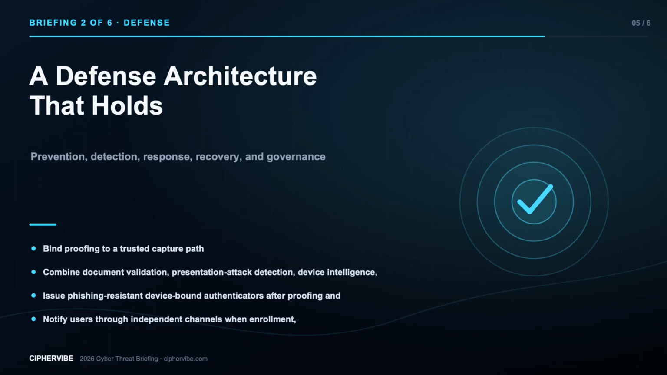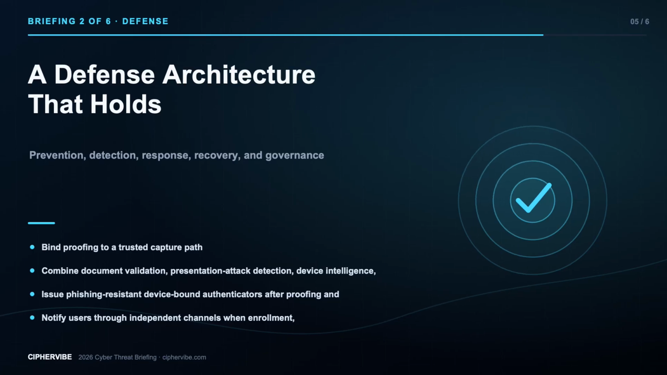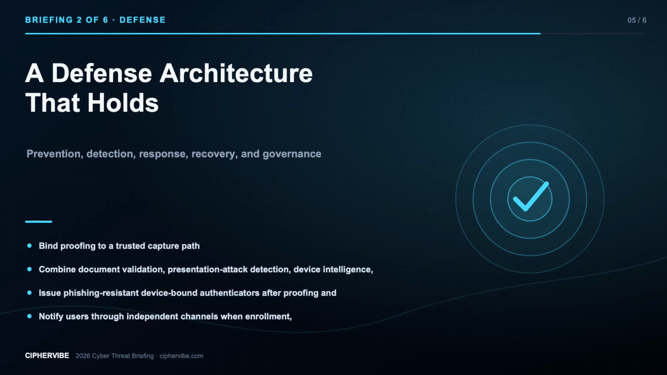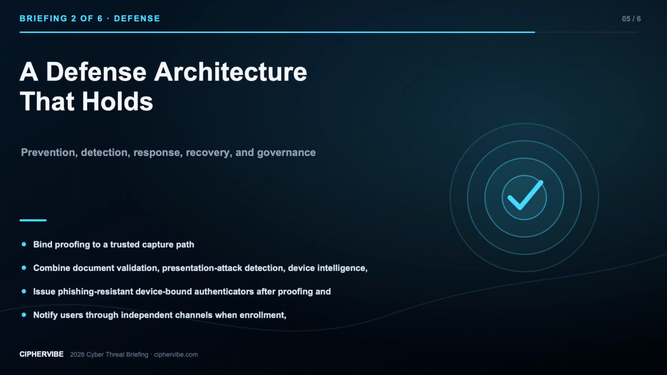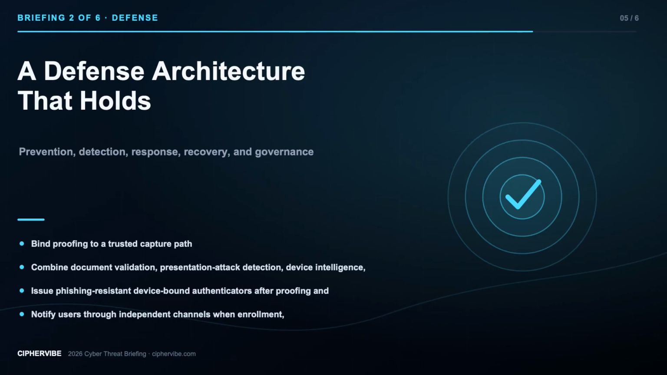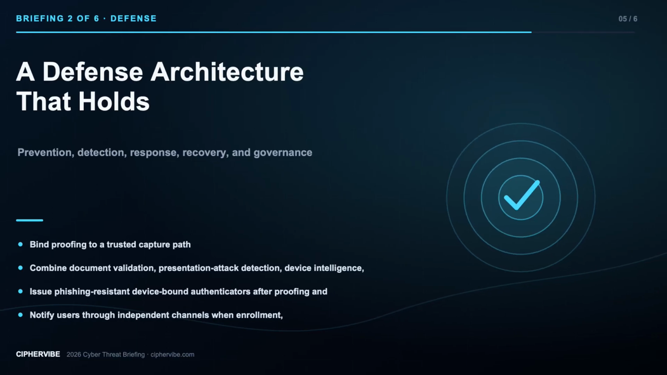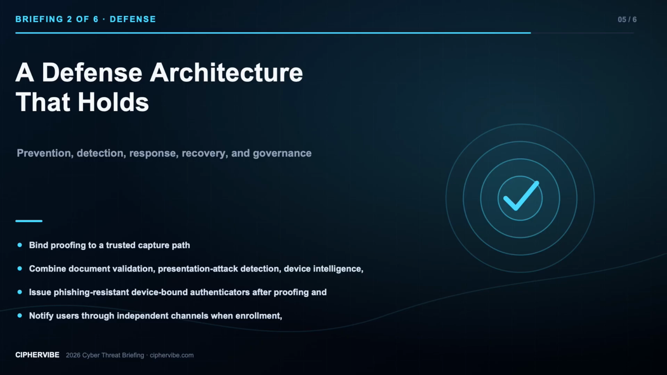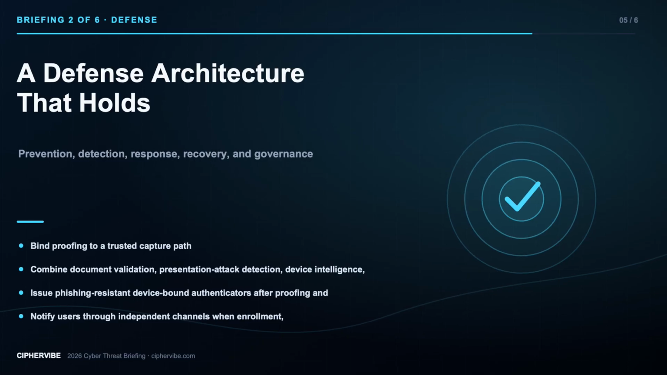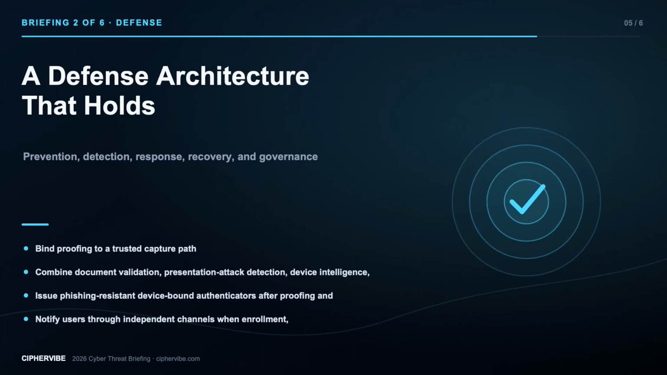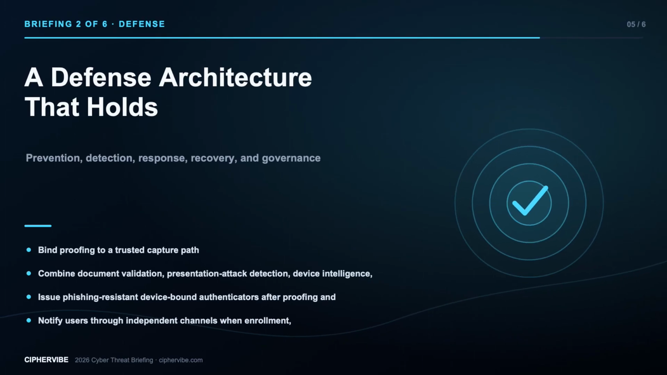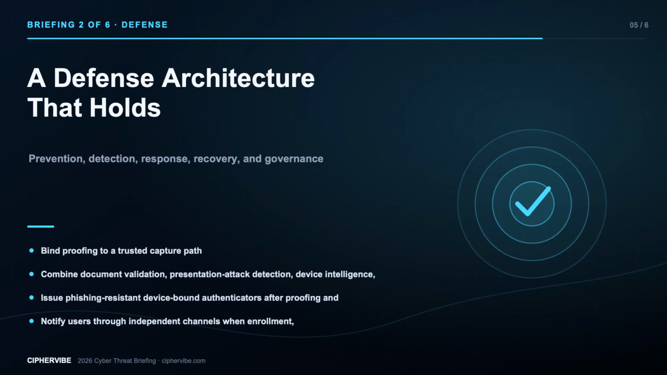Third, issue phishing-resistant device-bound authenticators after proofing and require equivalent assurance for recovery and factor replacement. Fourth, notify users through independent channels when enrollment, recovery, or biometric settings change, with rapid revocation and dispute paths. Fifth, minimize biometric retention, separate templates from identity records, protect processing keys, test demographic performance, and audit vendor claims.